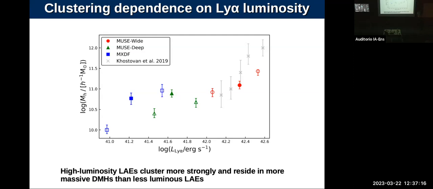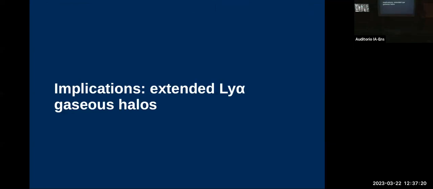So this clustering dependence on Lyman-alpha luminosity has actually many implications that we discuss in the papers, but I will only talk about one of the implications, which is actually the project I'm working on right now. So there is one implication that relates to the circumgalactic medium of the Lyman-alpha emitters, or also what is called the extended Lyman-alpha gaseous halos around the Lyman-alpha emitters.